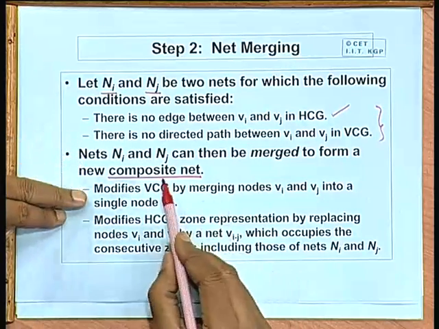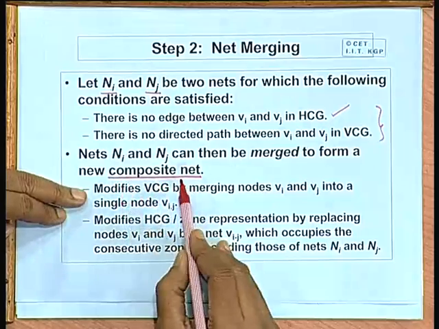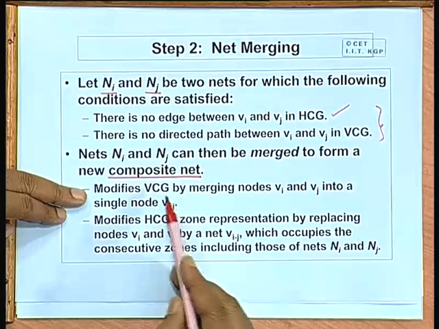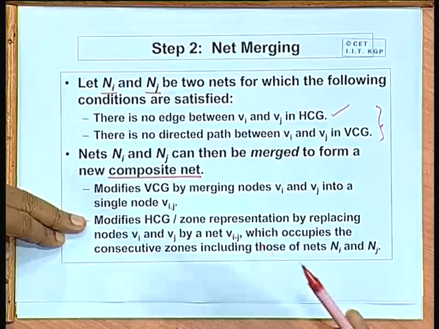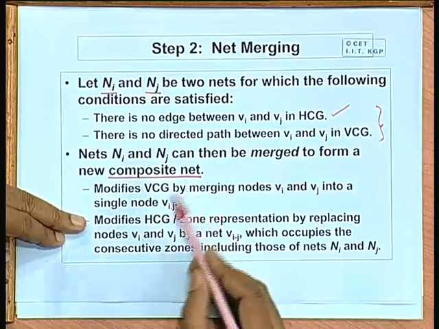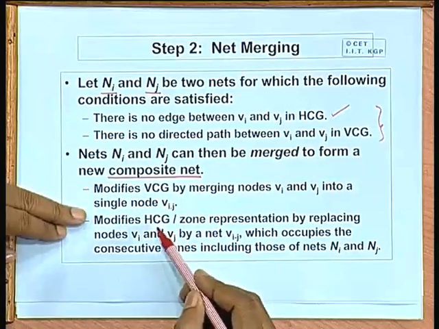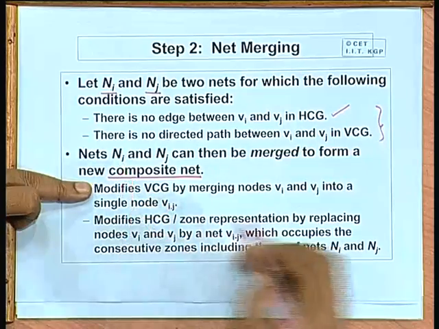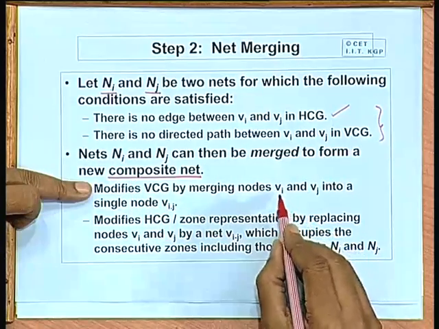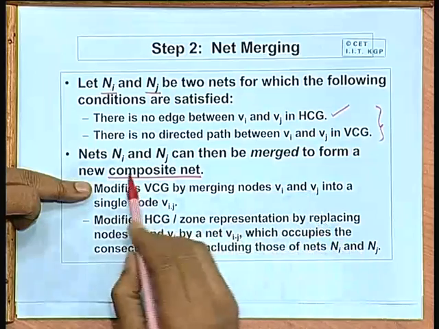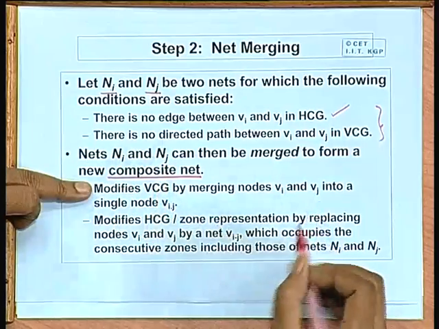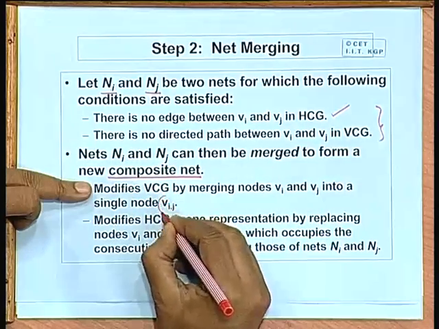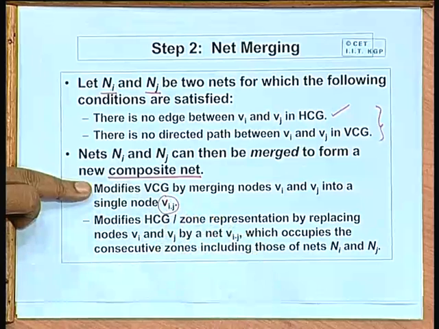Now, once you have merged them, you will have to modify the VCG and also the HCG or the zone representation, whatever you call. Well, I will be showing the VCG stepwise, HCG will also be similar. In the VCG, what we do is the vertices Vi and Vj, which corresponded to nets Ni and Nj, will now get merged into a single vertex Vij.